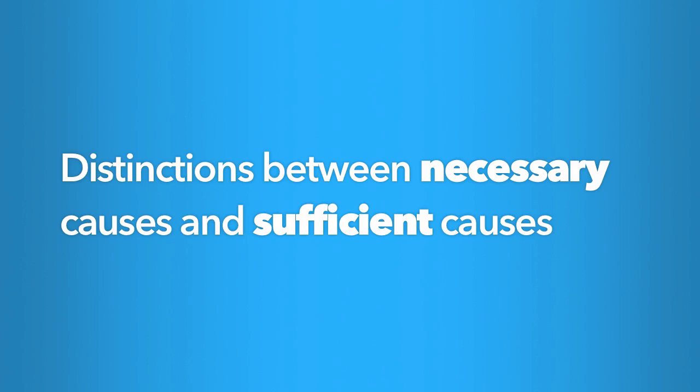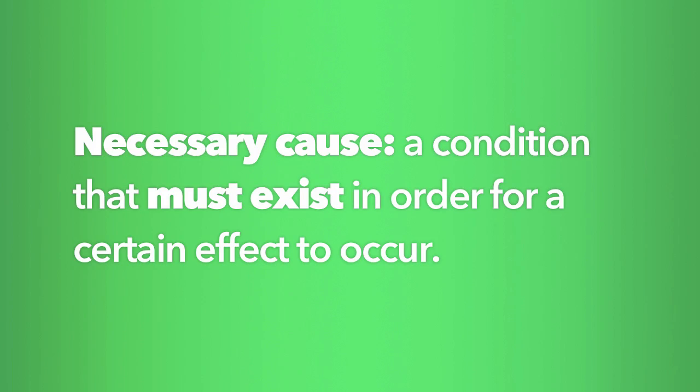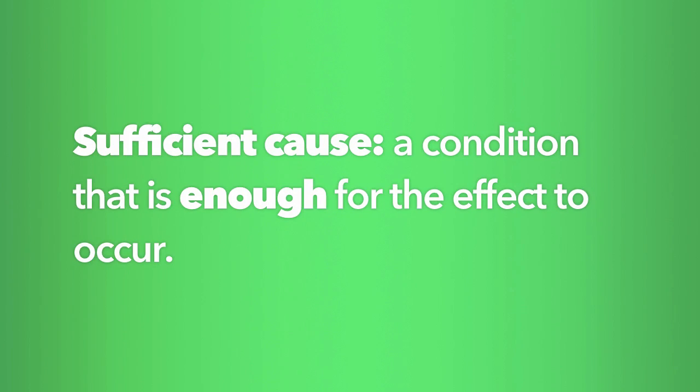Another important distinction is between necessary causes and sufficient causes. You've already learned about the difference between necessary and sufficient premises. The same distinction applies to causes. A necessary cause is a condition that must exist in order for a certain effect to occur. If A doesn't happen, then B can't happen. A sufficient cause is one that is enough for the effect to occur. A alone is required in order for B to happen. For most complex problems, it's unlikely that any one cause will be sufficient.